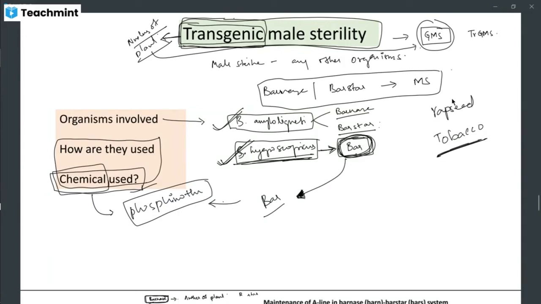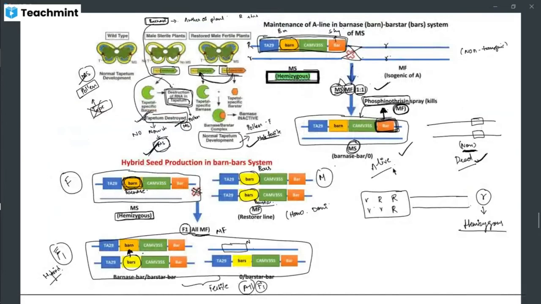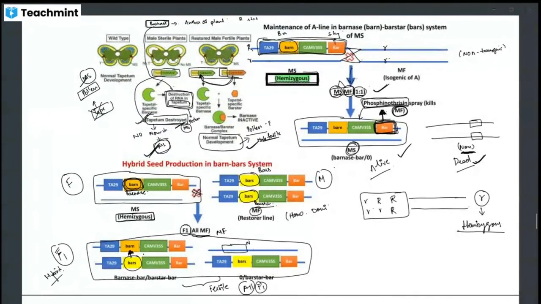So the scientist who discovered this Barnase-Barstar system, does anyone know it? The Barnase-Barstar system was discovered by, there was a scientist, I think Mariani or something. So he was the one who discovered this Barnase-Barstar system of transgenic male sterility. Is it clear? Yes, definitely.